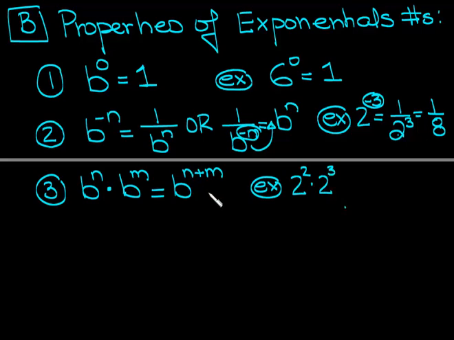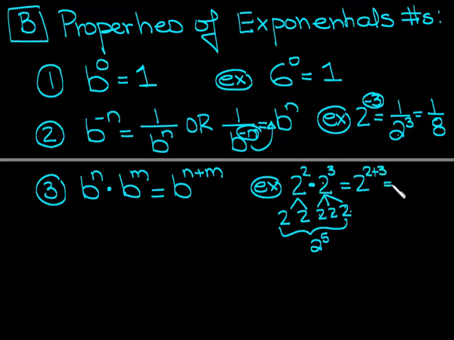Now before I use this property, let me show you why this property works. 2 to the 2 means what? You multiply the base by itself 2 times. 2 to the 3 means what? You multiply the base by itself 3 times. So how many 2's do I have here? 2 to the 5. We got 1, 2, 3, 4, and 5. So that's exactly what this property is telling you. Since the bases are the same and you're multiplying them, you add the exponents. So we end up with 2 to the 5. So if you multiply 2 by itself 5 times, you get 32.